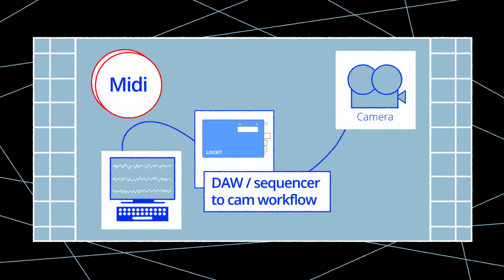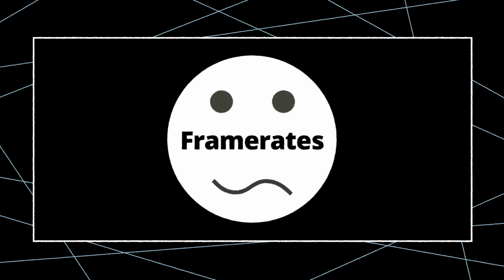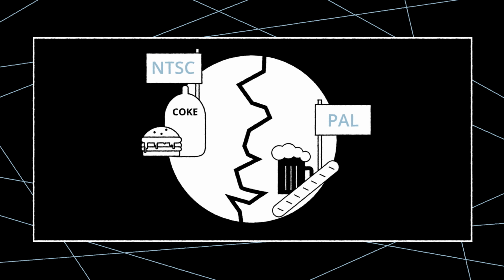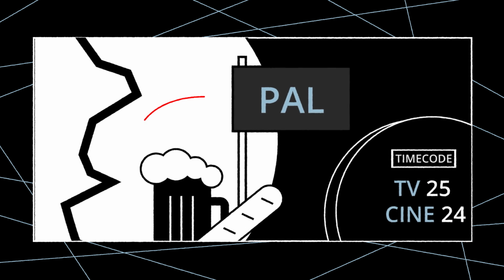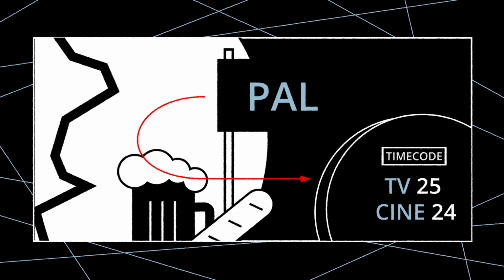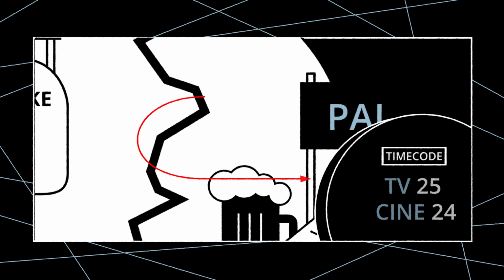Now we've come to the topic of different frame rates. This topic can be confusing as it often confuses professionals that use it every day. The world is separated into two different timecode areas: the European-influenced PAL area and the American-influenced NTSC area. In regions of the world where PAL is used, television productions run timecode at the speed of 25 frames per second and feature film productions at 24 frames per second.